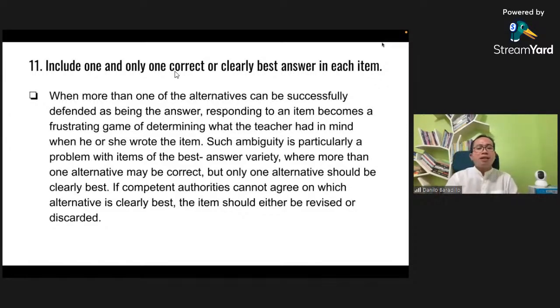So such ambiguity is particularly a problem with items of the best answer variety, where more than one alternative may be correct, but only one alternative should be clearly best. So if competent authorities cannot agree on which alternative is clearly best, the item should either be revised or discarded. Okay?